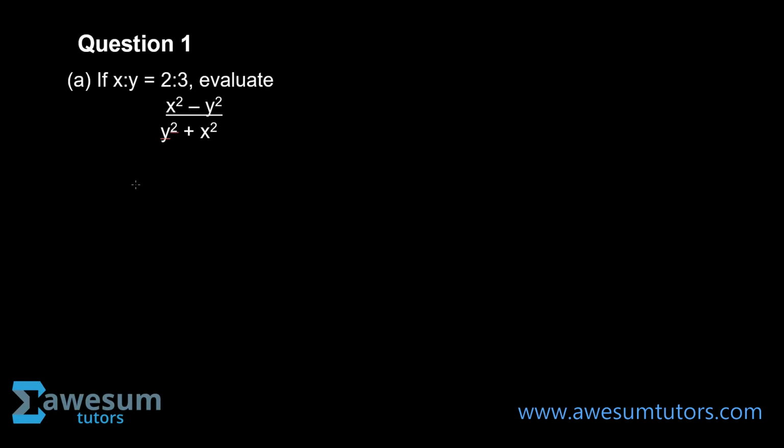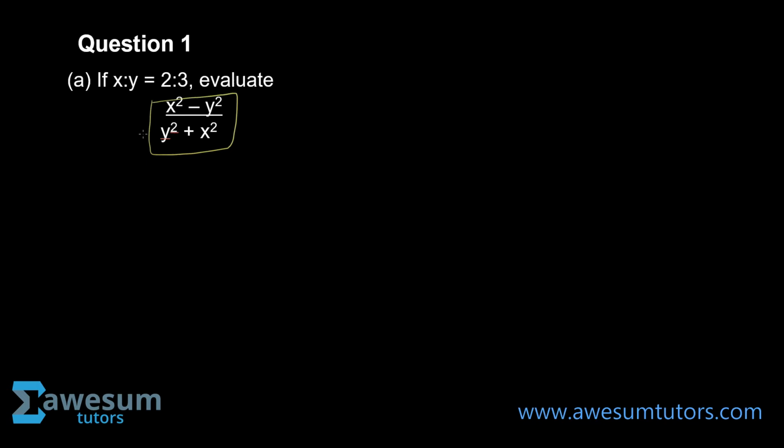Hi everyone. In this series, we're going to be looking at the WASSCE 2008 May-June General Mathematics past questions. Today, we are going to be looking at just question 1. The first question says, if x ratio y equals 2 ratio 3, evaluate this expression right here.